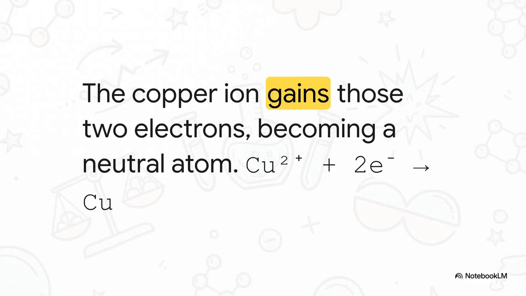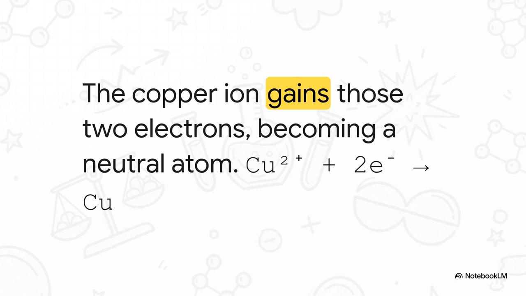So where do those 2 electrons go? Well, they don't just disappear. The copper ion, Cu2+, snags them. It gains those 2 electrons and becomes a neutral copper atom, and that's reduction. Back to our mnemonic, OIL RIG: reduction is gain of electrons.